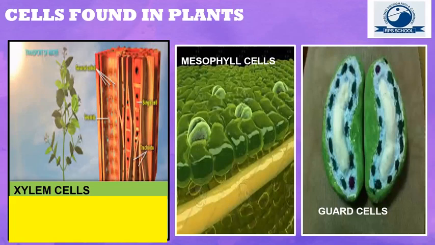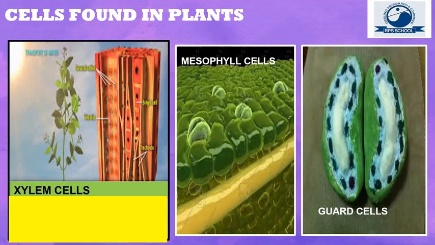Let's discuss some of the cells that are found in plants. Xylem cells are the tube-like plant cells having thick and strong walls which carry water and mineral salts from the roots of the plant to its leaves. Similarly, phloem cells are also tube-like plant cells having thin walls which carry the food made by leaves to all parts of the plant. Mesophyll cells of leaf are the photosynthetic plant cells. These cells in a leaf of a plant are specially adapted for making food by the process of photosynthesis.